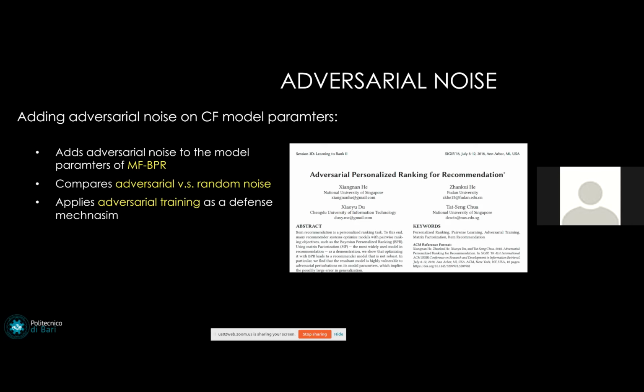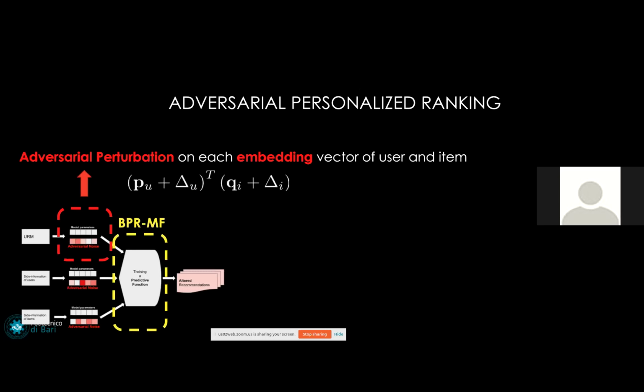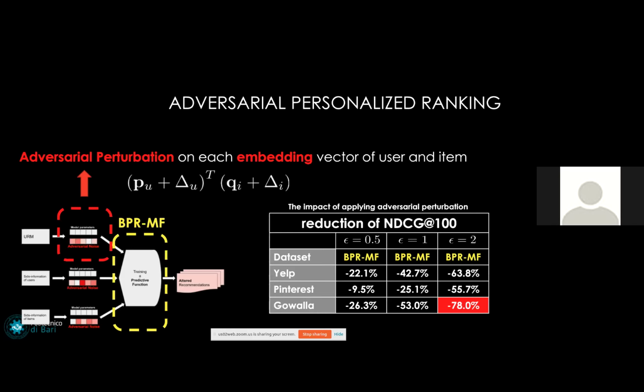So let's start by analyzing the results. On the attack side, as we presented before, the authors applied the perturbation on the user and item embeddings of matrix factorization, which is used as the predictor in matrix factorization BPR. Again, these perturbations were epsilon constrained, so they had a budget, and under that budget, which we can see in this table, the authors investigated the impact of the adversarial attack.